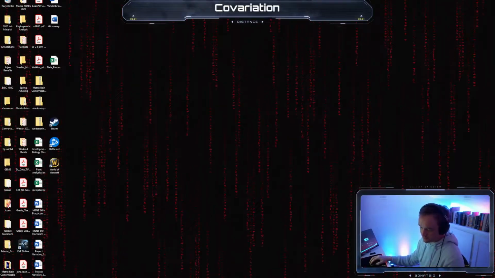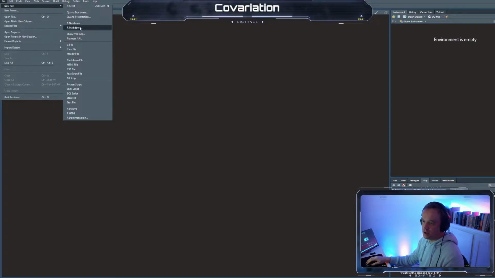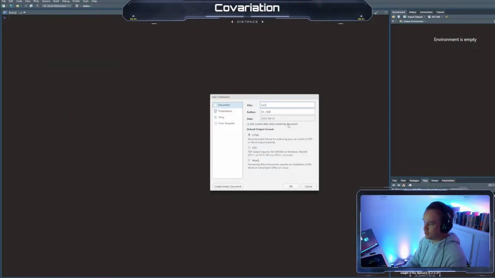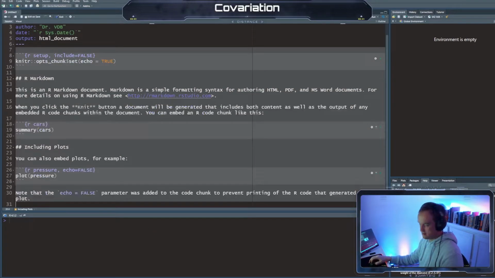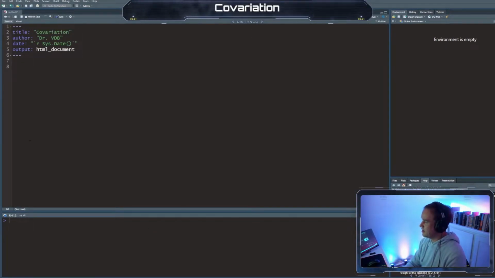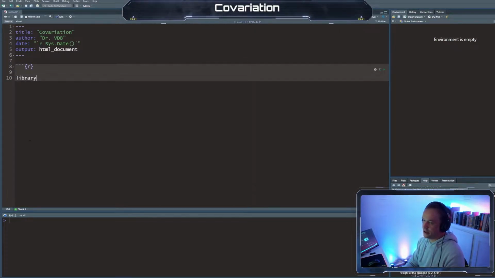All right, let's open up RStudio and make a new R Markdown file. We'll call this covariation. Let's get rid of all this preamble stuff. The first thing we're going to do is load a library, and we're going to load ggplot2.